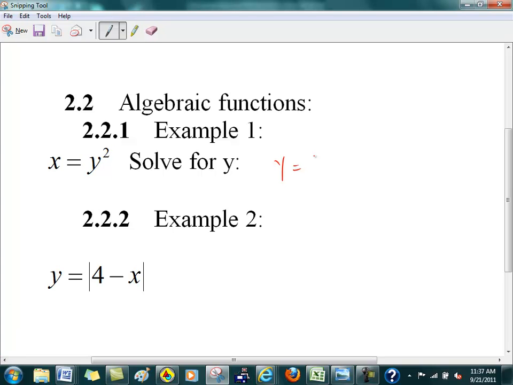Thank you. Every time you take a square root, you shall put plus or minus. Okay?